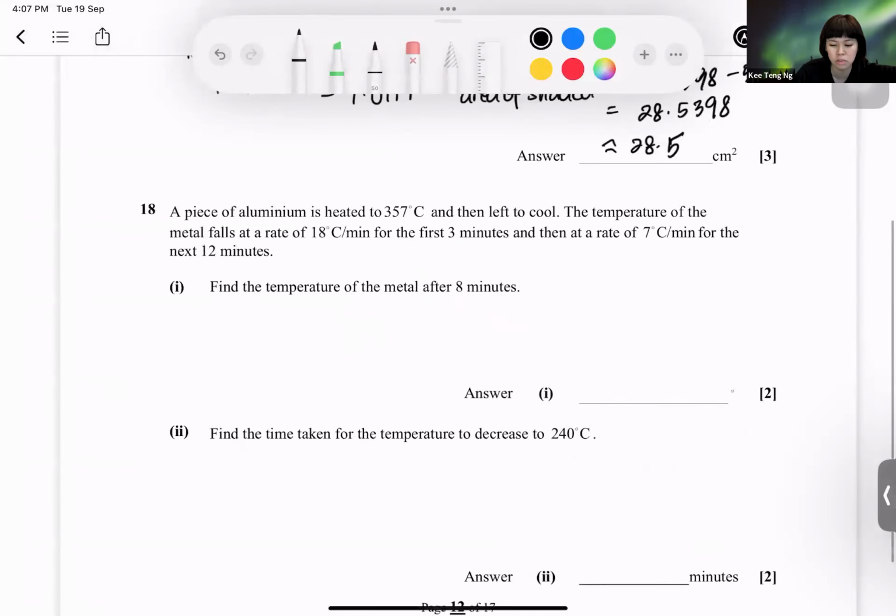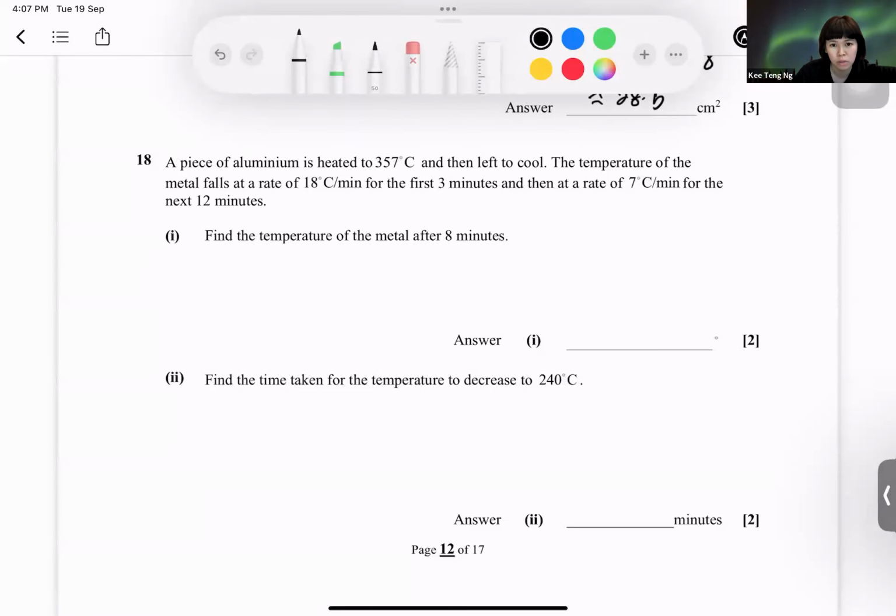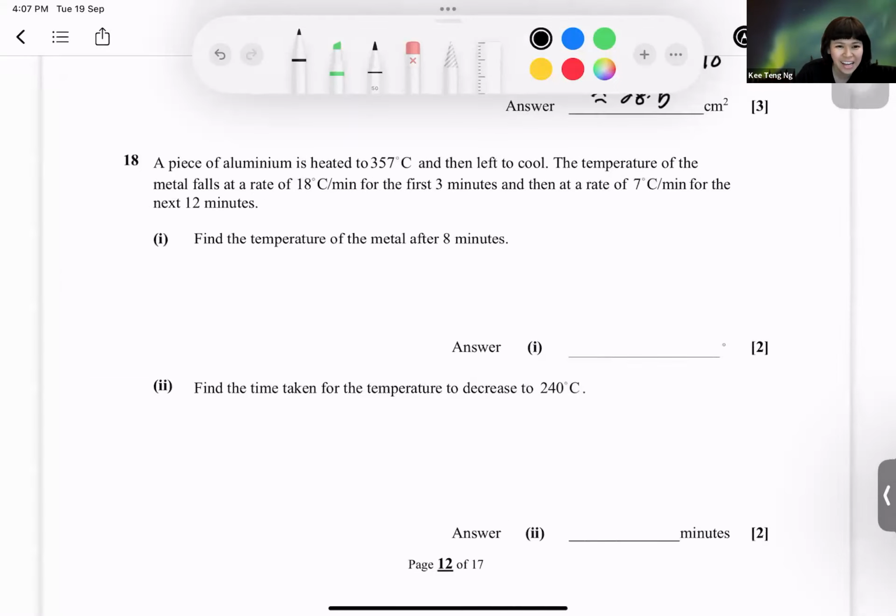Next question. This one I assume you might know how to do. Cannot assume that you know how to do. Alright, never mind, just go through.